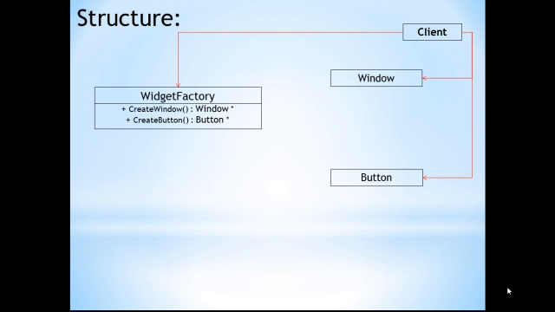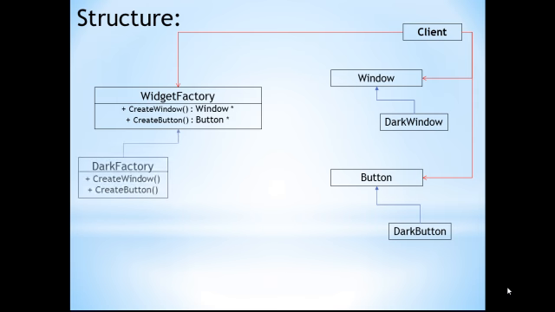And here you can see that the client, the application, only deals with abstract objects. The windows and buttons are abstract and the widget factory is abstract. So what about the concrete part? Of course, there is some dark window and dark button for the dark look and feel. And to create these dark objects, we will subclass the widget factory with a dark factory. And this dark factory will override the create window and create button methods to create the concrete objects.